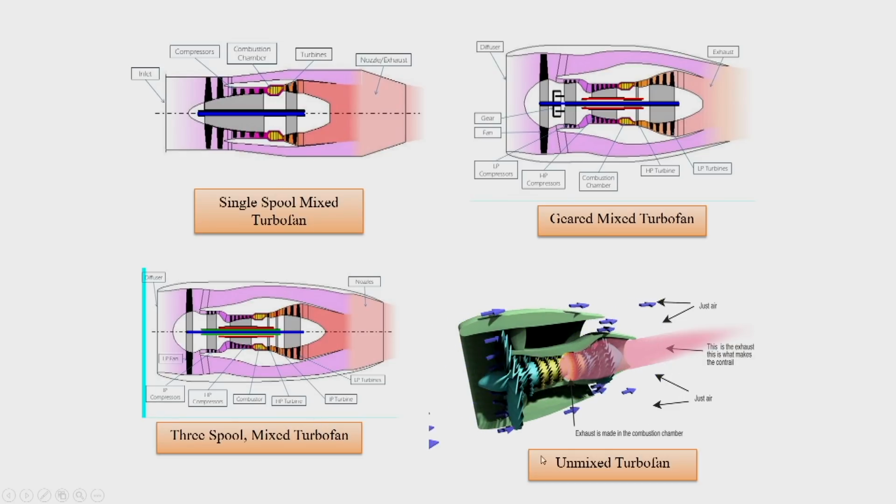But if you see this diagram on the right hand side bottom, then you can see that the fan is compressing the air, but that air is not mixing before expansion with the hot air. So, this is an unmixed kind of turbofan. There are basically 4 types shown over here, but the main intention of this slide was to depict that there is an arrangement which is called a mixed turbofan and one which is called an unmixed turbofan.